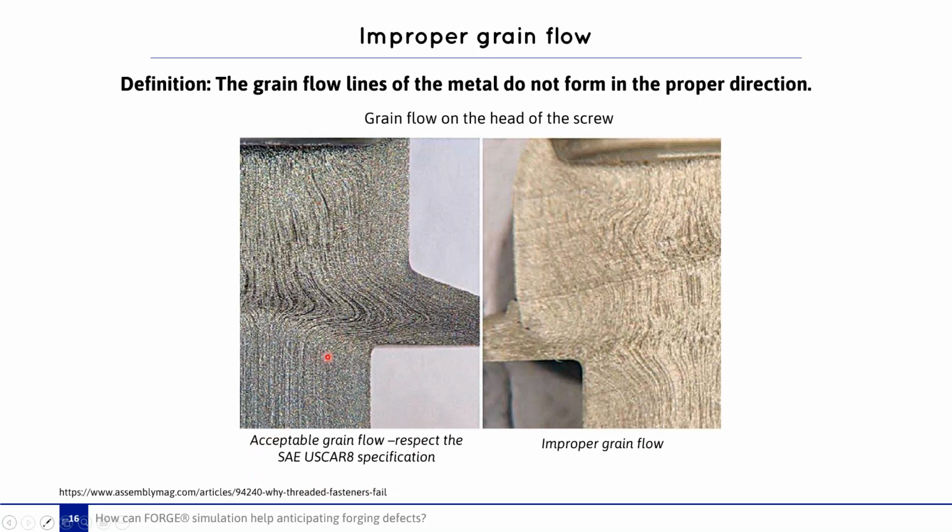And we can see the form of the lines needed to guarantee the SAE/USCAR-8 specification in the head of the screw. Here we can see another improper grain flow. Now, in the next slide, we will see together how to check the improper grain flow in a screw case forming.